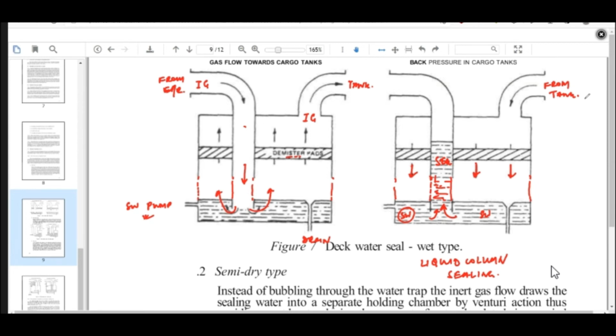The demister pads, they are a special material.